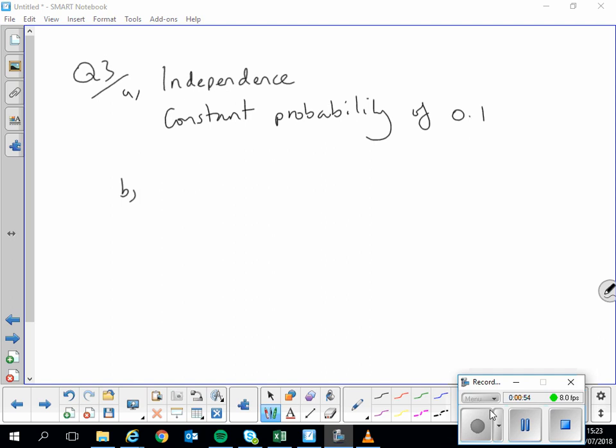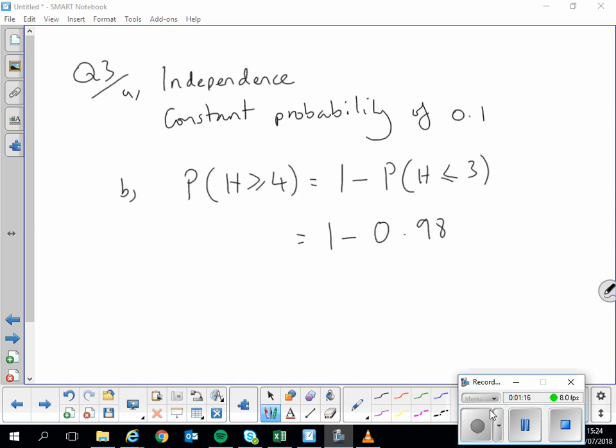So using Peter's model, find the probability H is greater than or equal to 4. So the probability that H is greater than or equal to 4 is 1 minus the probability that H is less than or equal to 3. And that is 1 minus 0.9872, which is 0.0128.